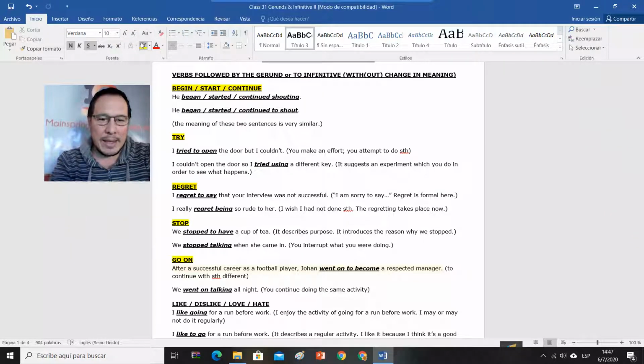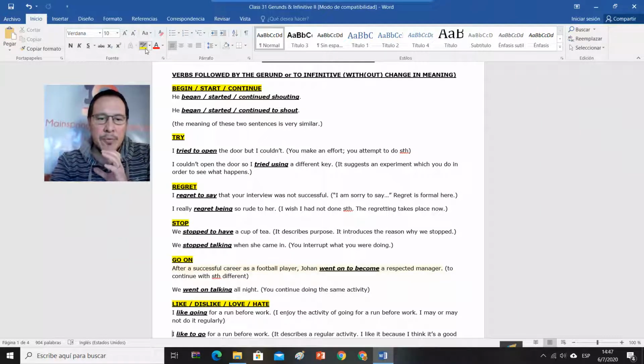Now, like, dislike, love and hate. The difference is subtle, yes, but there is a difference. I like going for a run before work. That is the usual use of a verb like, okay? What does it mean? It means I enjoy the activity of going for a run before work. I may or may not do it regularly, but I really enjoy that activity.